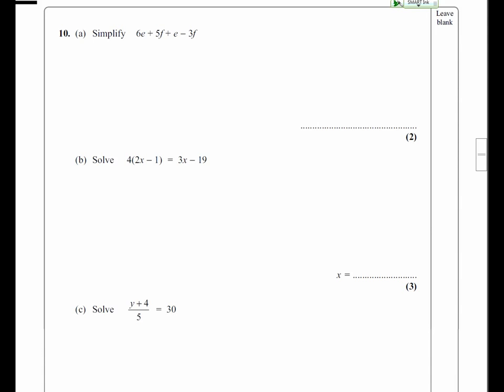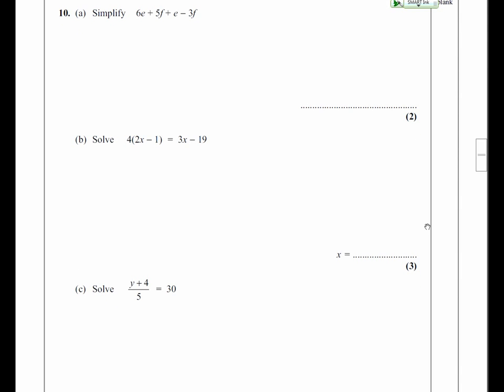Question 10. Simplify this algebra. So we've got 6e plus another e, that's 7e. We've got 5 f's, we take away 3 f's, so we're left with 2 f's. So our answer is 7e plus 2f.